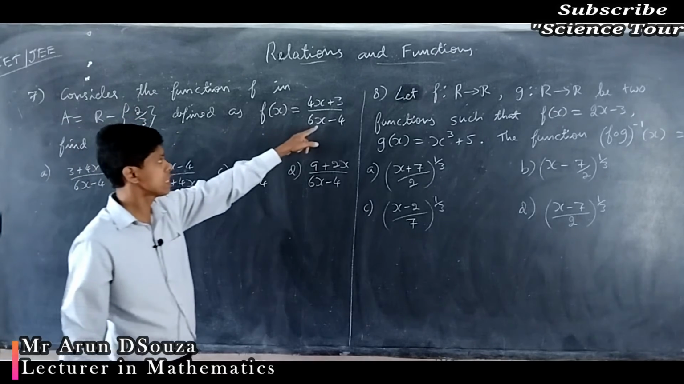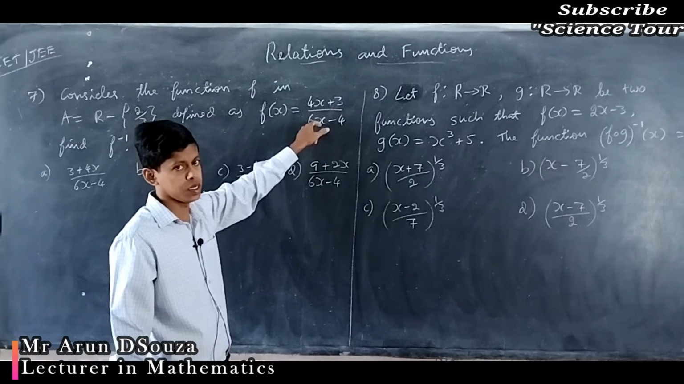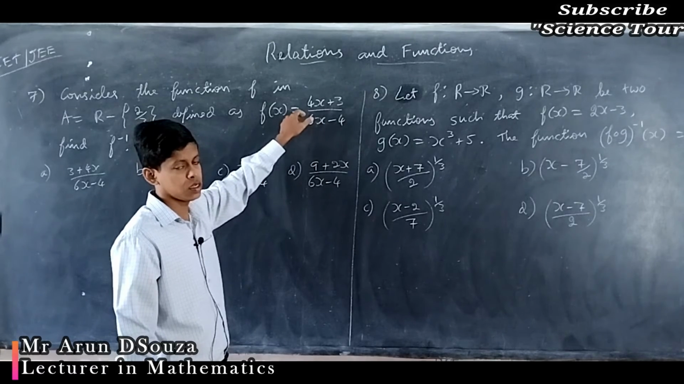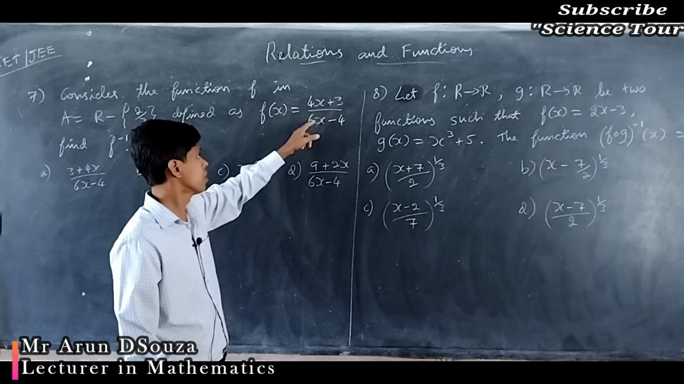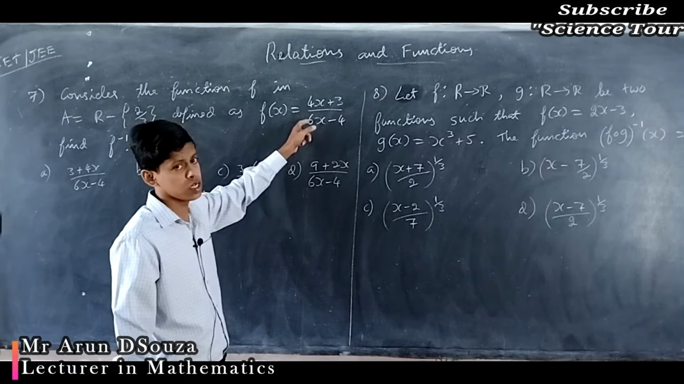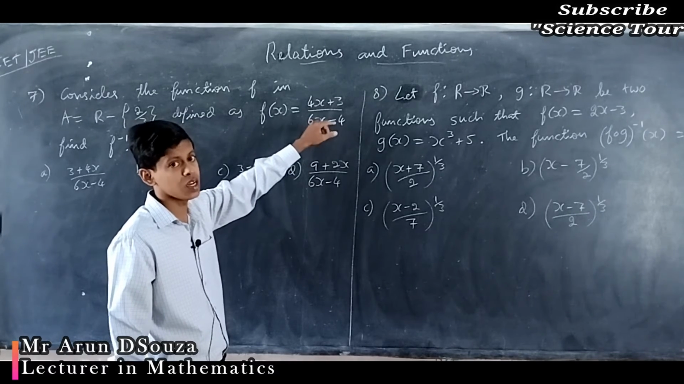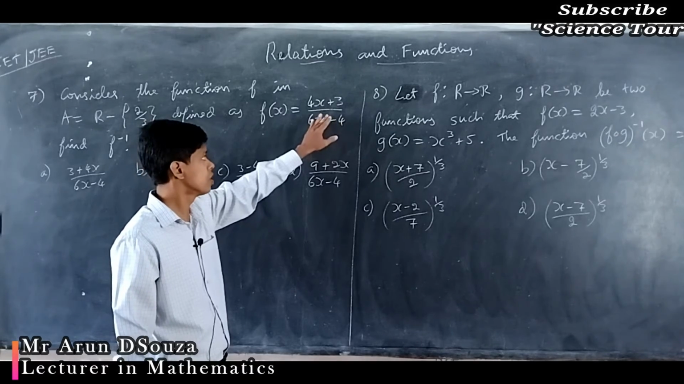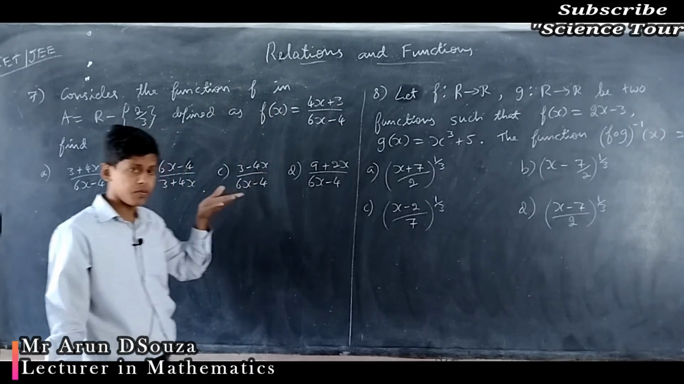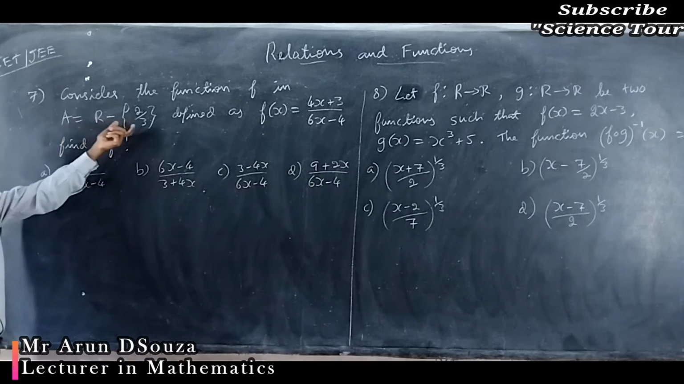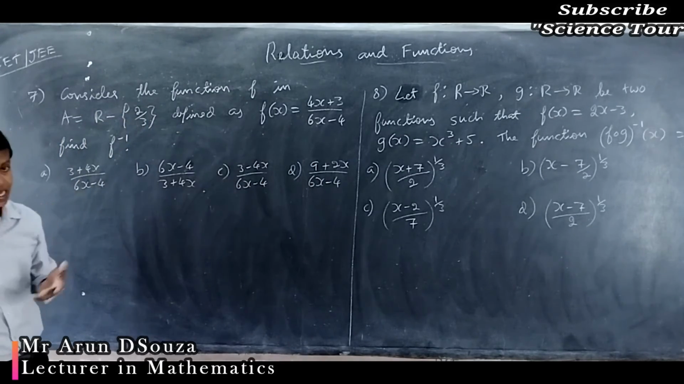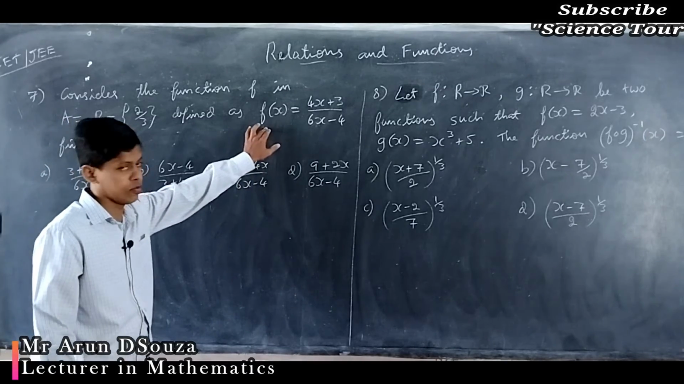Because what will happen if you put 2 by 3 here? 3 twos are here, 2 into 2, 4 minus 4, you will get 0 if it is 2 by 3, correct? Okay. So if the denominator is 0, then f is not defined. So therefore you don't have 2 by 3 in the domain of f.